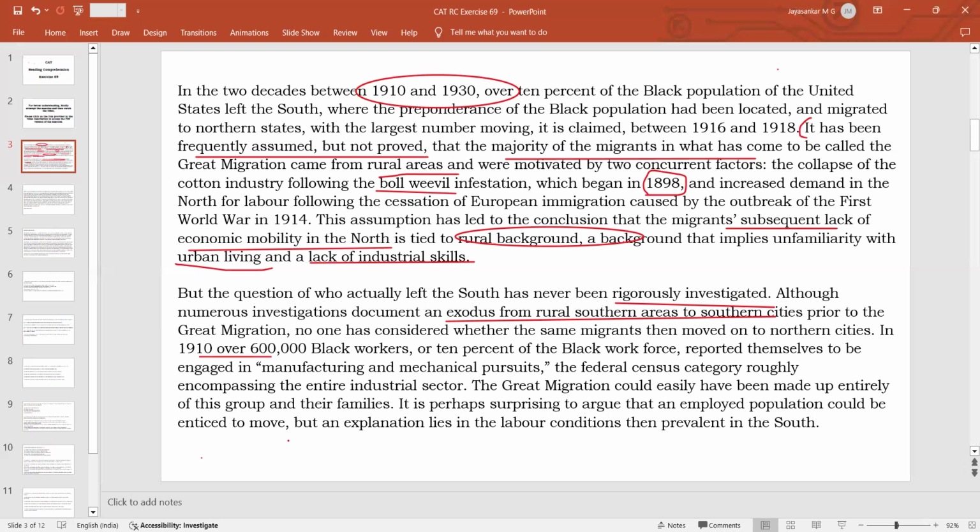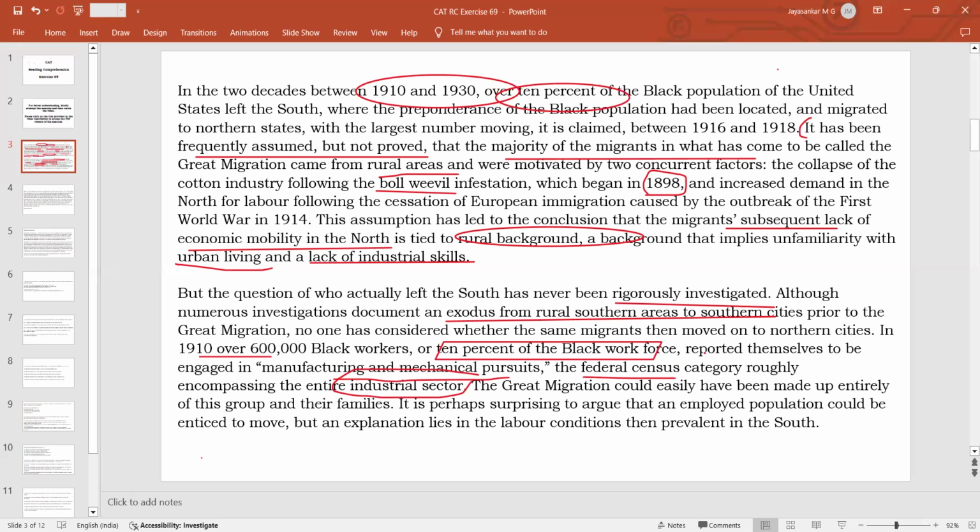And he also states that in 1910, as per the federal census, or the government census, 10% of the total black workforce was engaged in manufacturing and mechanical pursuits, which is called the industrial sector. So most of the industrial sector, as per the federal census, consisted of manufacturing and mechanical pursuits, out of which 10% of the black workforce were engaged in these particular industries. And we know that 10 percent of the black population had migrated during the Great Migration.